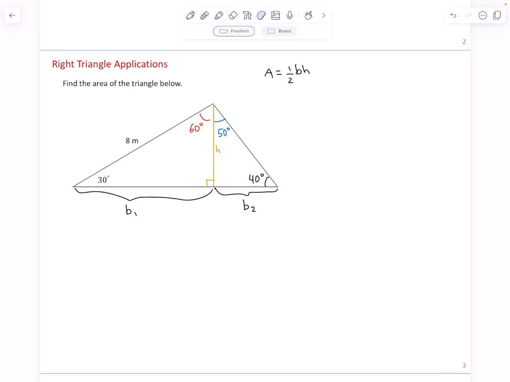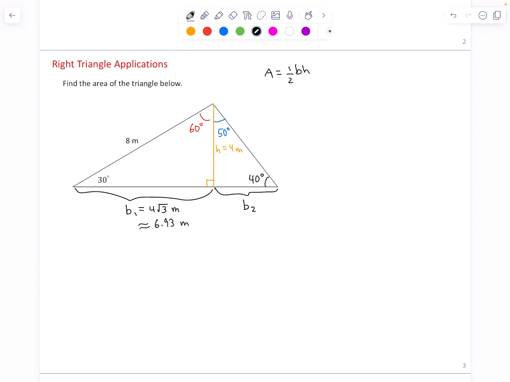We know that the shorter leg, which would be h, which is opposite the 30 degrees, the smaller angle between 30 and 60, will be exactly half the length of the hypotenuse. So I know that h will be 4 meters. And b1 will be exactly 4 times radical 3 meters, which is approximately 6.93 meters.